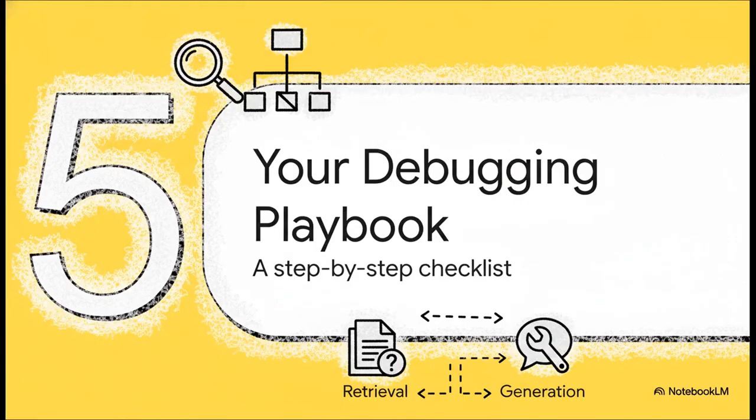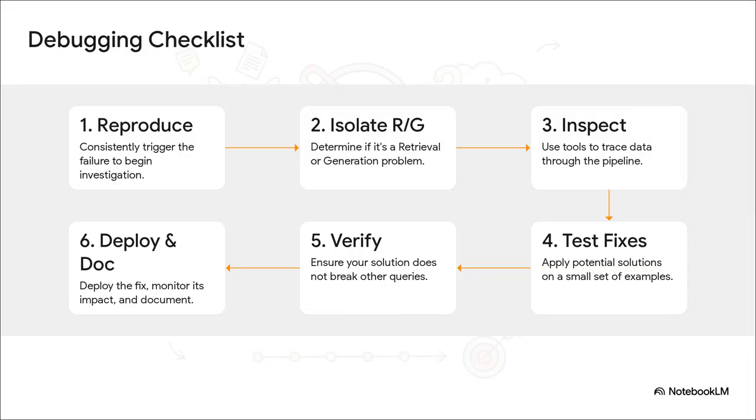We've covered the theory, we've identified the suspects, and we've seen the common crimes. Now, let's put all of this into a practical, actionable playbook that you can use every single time a RAG system lets you down. Here it is, your 8-step playbook. It starts with the basics. Can you reproduce the failure consistently? Then, isolate the culprit. Is it retrieval or generation?